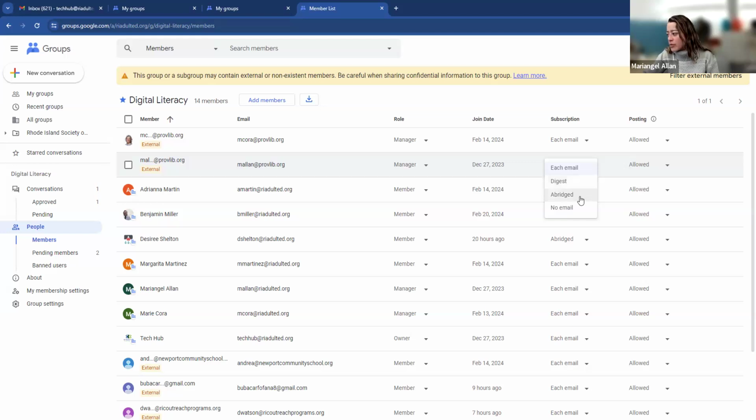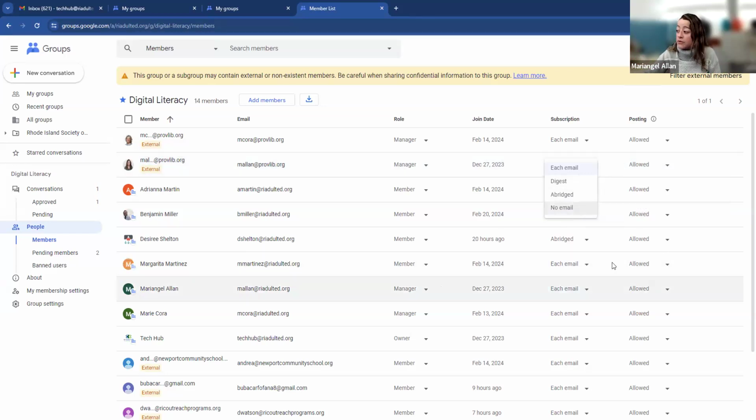Abridged is not something that we would use as of right now because we're not expecting to receive such a large volume of messages. This would also be once a day, but in bundles of up to 150 messages. So you don't have to pay too much attention to this one, at least not right now, because it's not that much of a volume yet. Or you could select no email. Here you would not receive any email, but you're still part of the group.